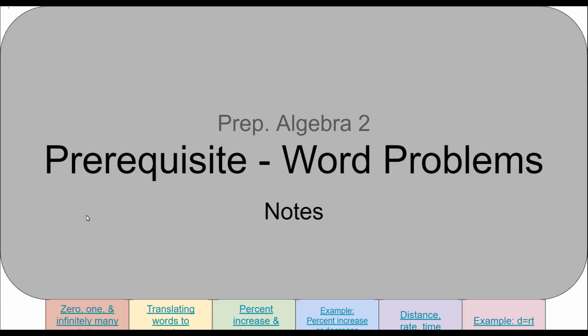We're going to talk about the 0, 1, and infinitely many solutions. They're not really word problems, but they're special cases. We're going to talk about translating words to algebra. And then we're going to do percent increase and decrease. Those are word problems. And then we have an example of that, and then distance, rate, and time problems, and then an example of a distance, rate, and time problem. So hopefully this will be a not too long video, but I have a tendency to be a little bit more verbose than the PowerPoints.